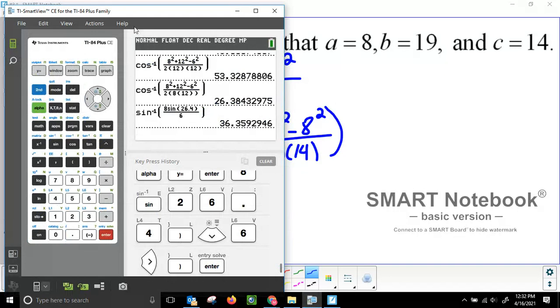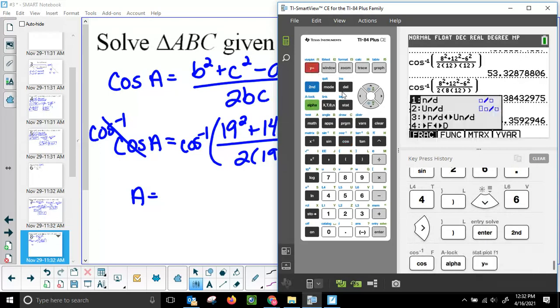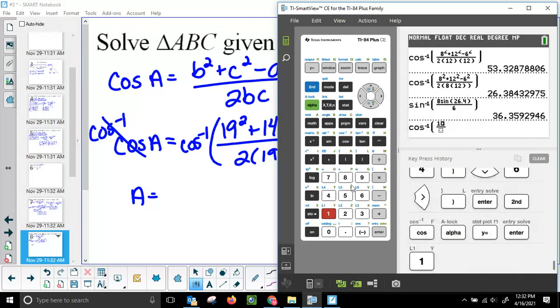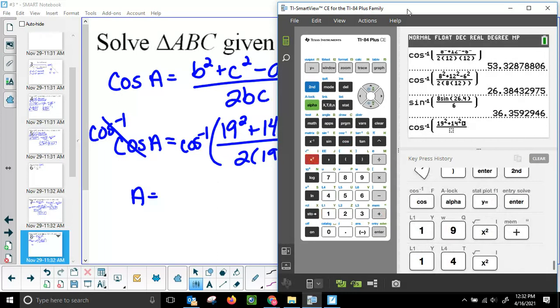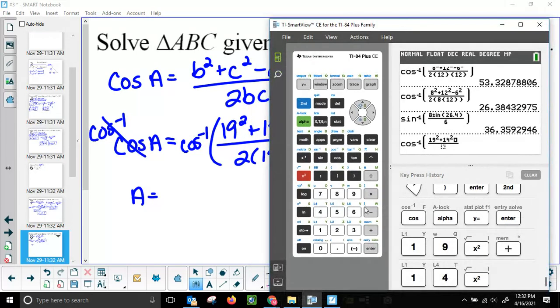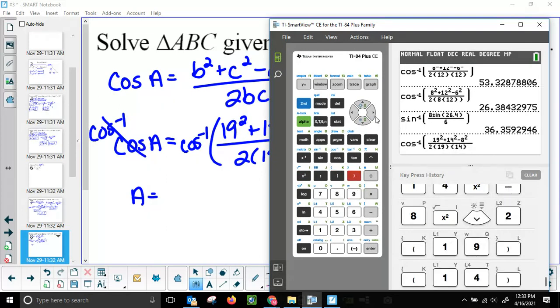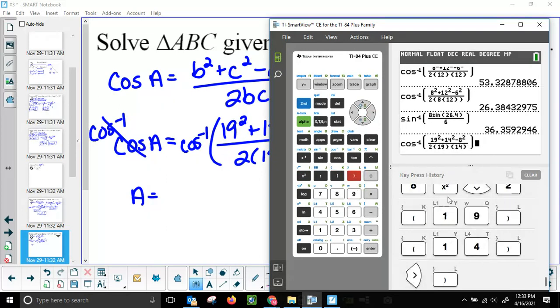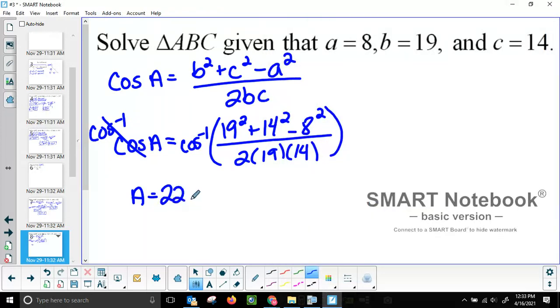So when we plug this into our calculator, we will get inverse cosine of 19 squared plus 14 squared, I believe it was 8, yep, minus 8 squared all over 2 times 19 times 14. And we get 22.1 degrees.